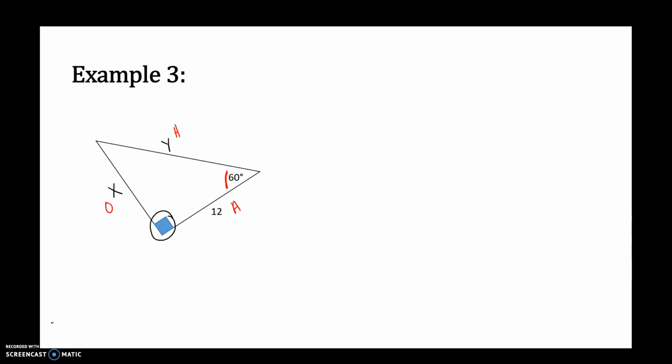So first I'll solve for x. My marked side is my adjacent side, and I'm looking for my opposite side. So I'll use my tangent function. Tan of 60 degrees over 1 is equal to opposite side over adjacent side. Cross multiplying, I get 12 times the tangent of 60 equals x. If you have a calculator, please pause the video and find the answer. Without a calculator, 20.78 would be the value of x.